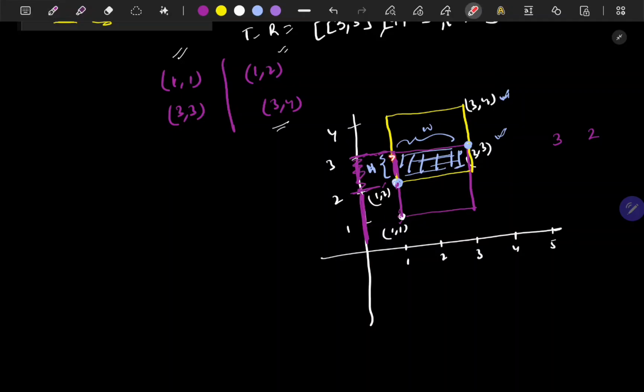So we will be finding this height. So 3 minus 2 will be 1. This way we can find this height, which is 3 minus 2 equals 1. Same way we need to find the width. How will we find this width?